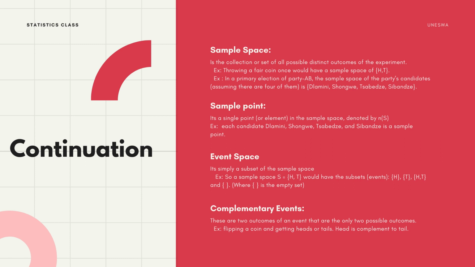Lastly, in this slide, we have what is known as a complementary event. These are the 2 outcomes of an event that are the only 2 possible outcomes. If I flip a coin, I can either get a head or a tail. If someone gets a head, it is the complement of the tail. If I get a tail, I'm just saying that it is the complement of a what? Of a head. So those are the complementary events.